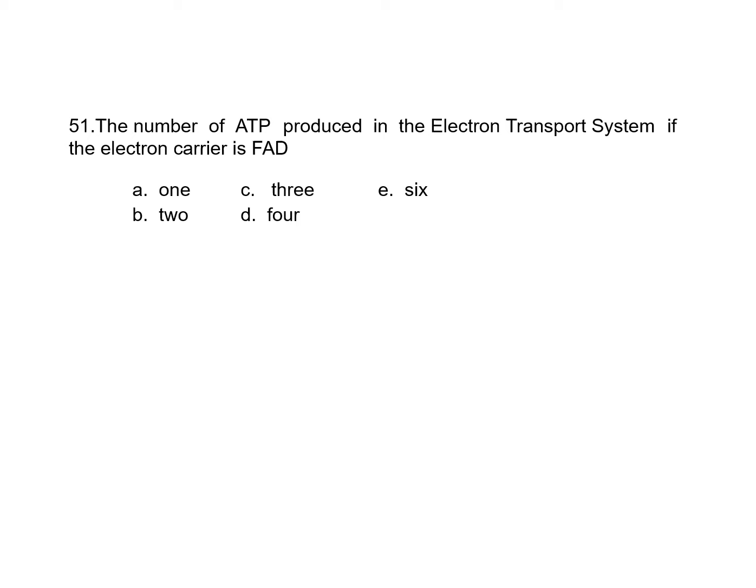Number 51. The number of ATP produced in the electron transport system if the electron carrier is FAD. A, 1, B, 2, C, 3, D, 4, E, 6. The answer is 2.